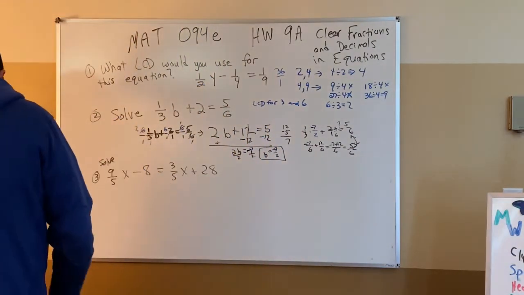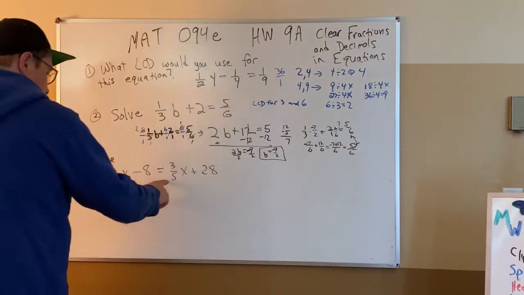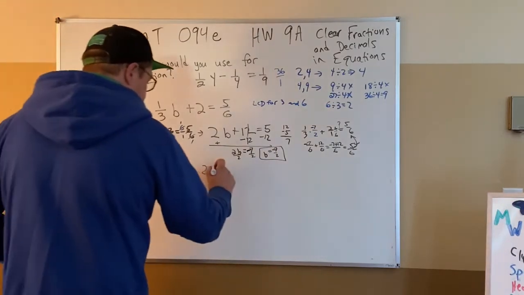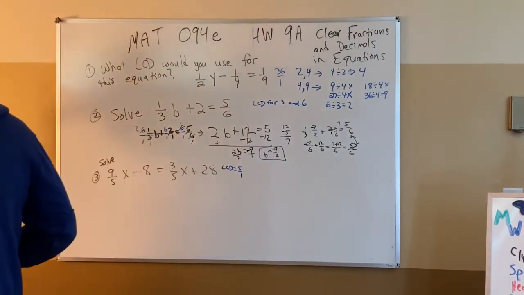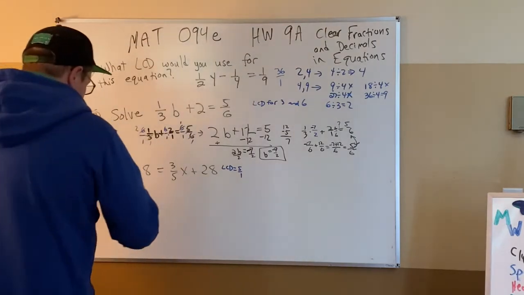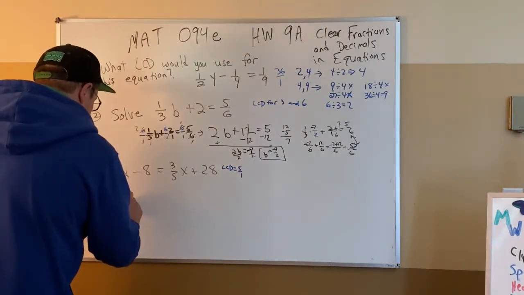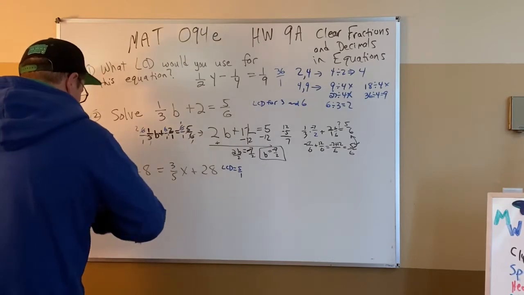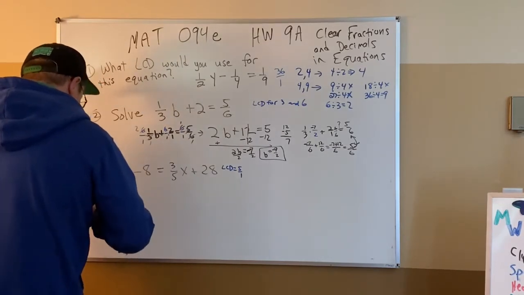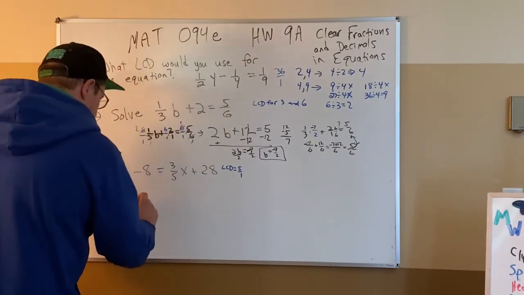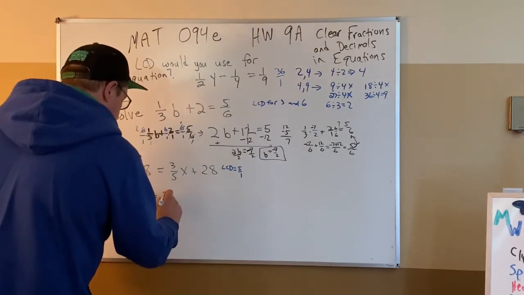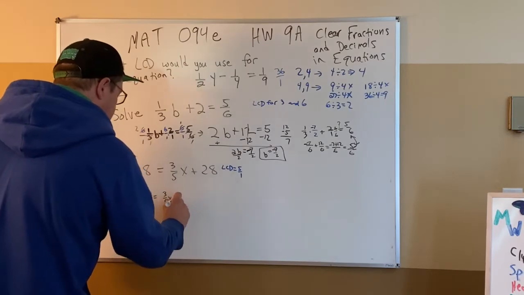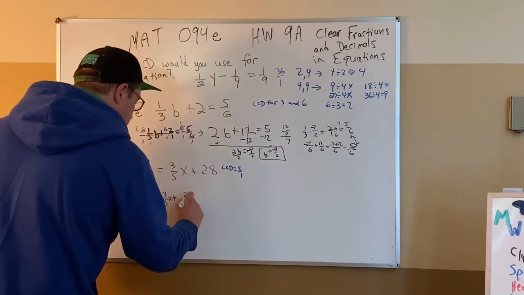Next one, look at my LCDs. All I have for denominators that I see are 5, so my LCD is going to be 5 over 1. And so now when I rewrite this, I will also insert my plus signs, but I have 9 over 5 with x. I will insert my plus sign and follow it up with my negative before I put my 8, which is over 1, equals space in front of my 3 over 5 with the x, plus space in front of my 28, which goes over 1.